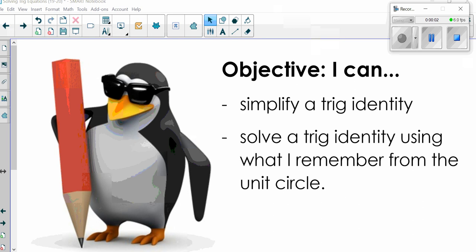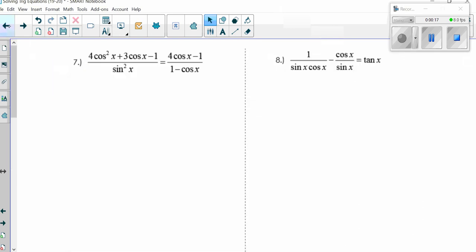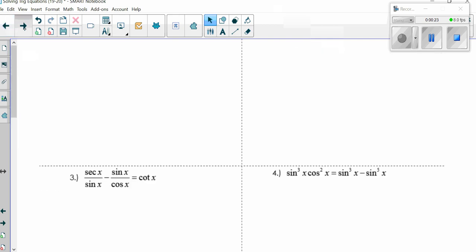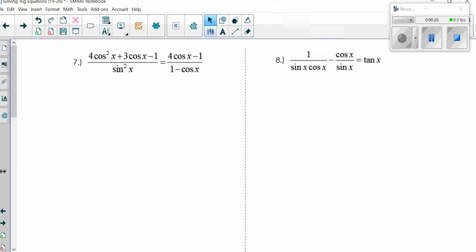Hi, everybody. So we're going to talk about how to solve a trig equation today. Before we do that, though, I thought we could go over one or two examples from the homework. So if you don't need these, feel free to skip over this. I know I went through number one, and I know sometimes I get questions about number seven, so I thought I'd go through number seven.